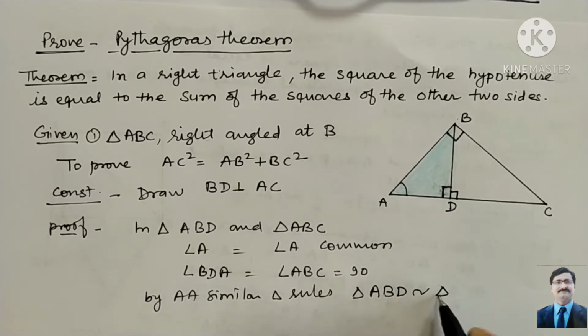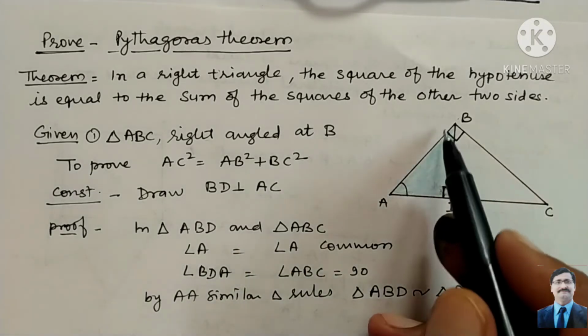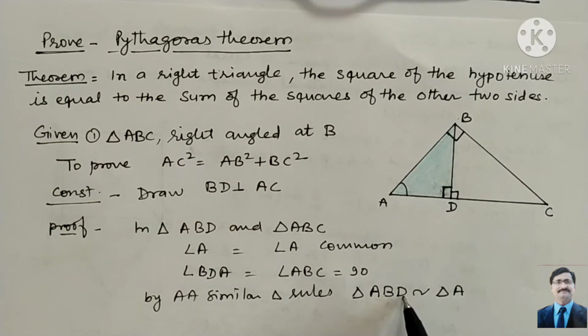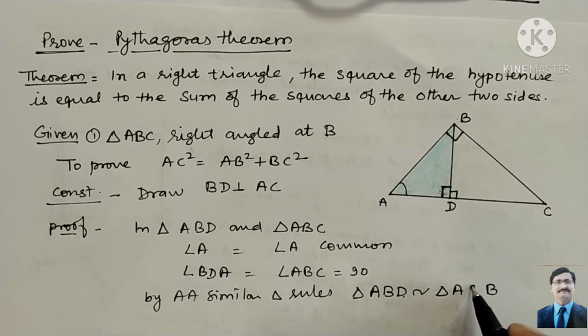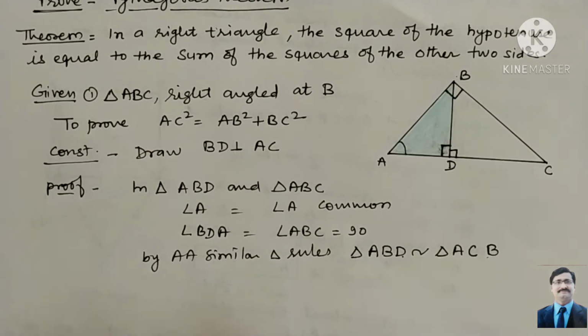So by the AA similarity rule, we can say triangle ABD is similar to triangle ACB. Look here, A is equal to A, so we write A and A first. Next, angle D is 90 degree and angle B is 90 degree, so D and B are equal, so we write B. The remaining angle is C, so we write ABD is similar to ACB. We have to write the corresponding angles: angle A equal to angle A, angle D equal to angle B.